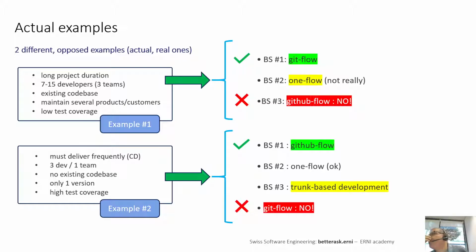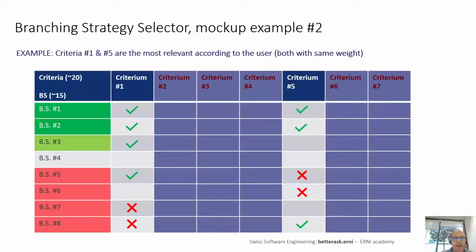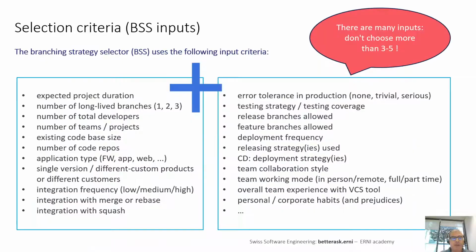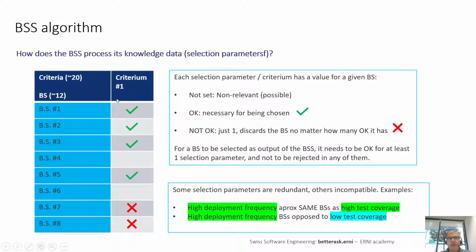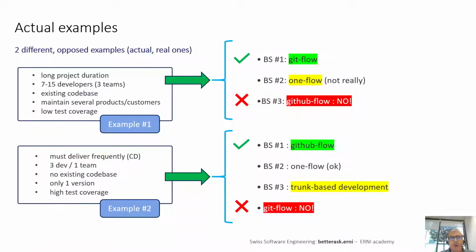We have a question from Marine2256. If we get it right, we filter the branching strategies based on whether they fit the selected criteria or not. Exactly, as we explained here. So if it has one green tick, it's a possible option, but if it has only one red tick, we reject it. So the rejection has more power than the okay. Yes. So let's get back to the example.